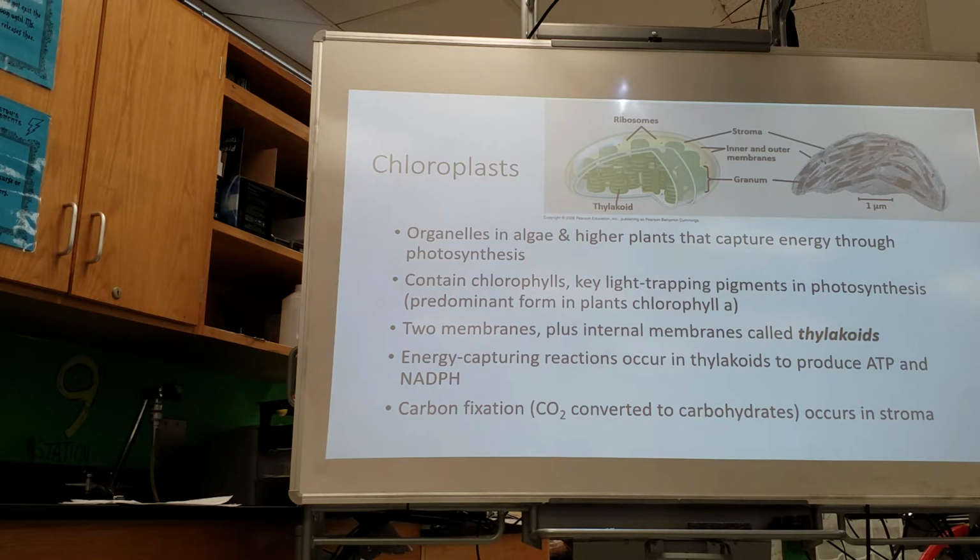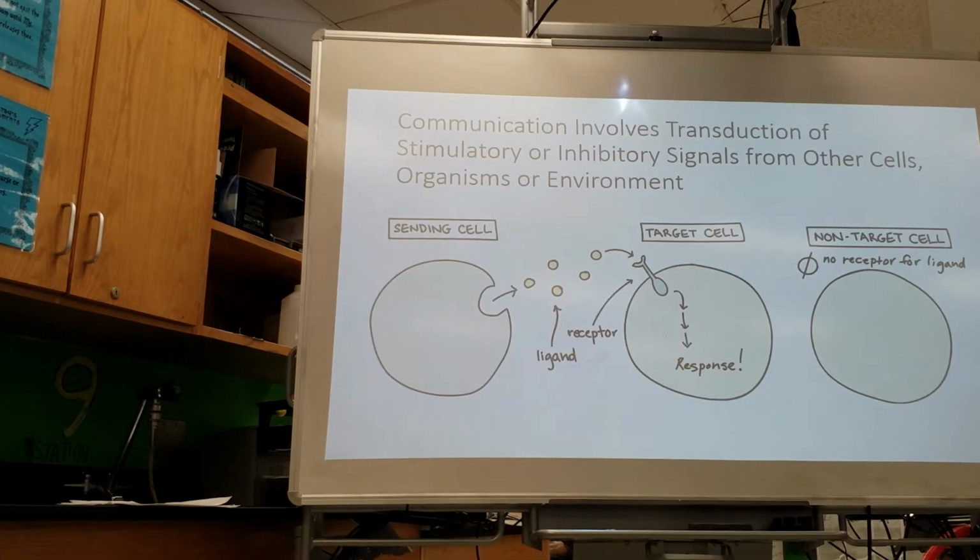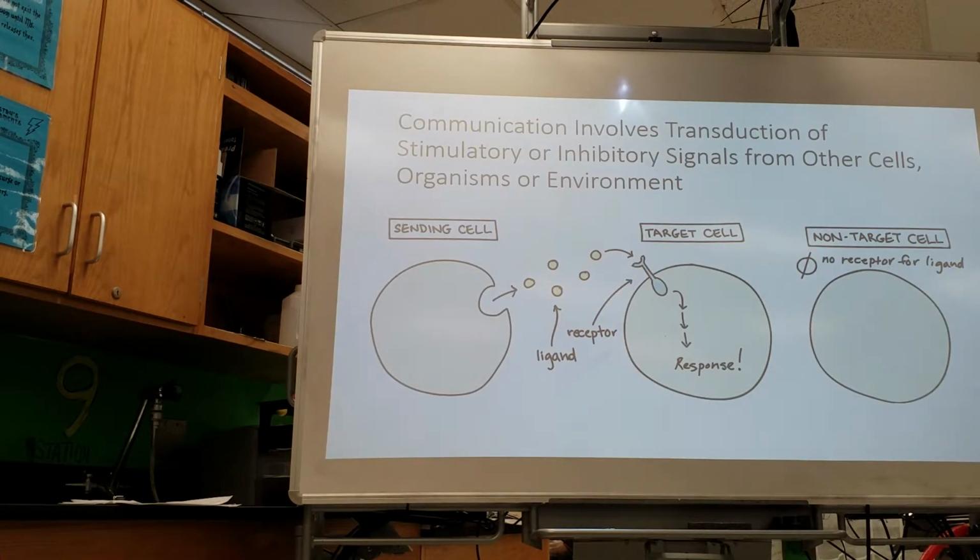And they have their own DNA, they have some ribosomes, they make some of their own proteins, and there's DNA evidence that they probably evolved from some cyanobacteria. Cell signaling. So, there are a couple of different types of cell signaling.